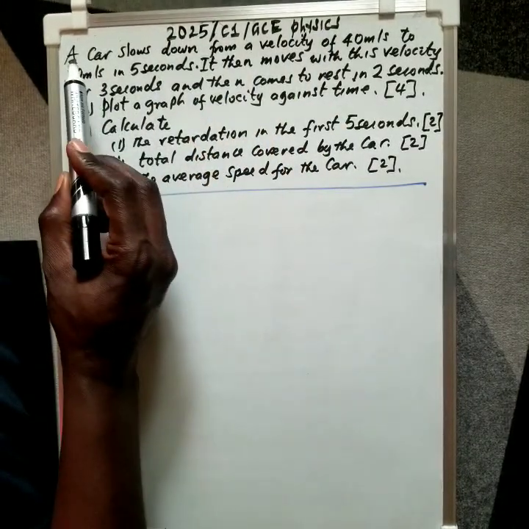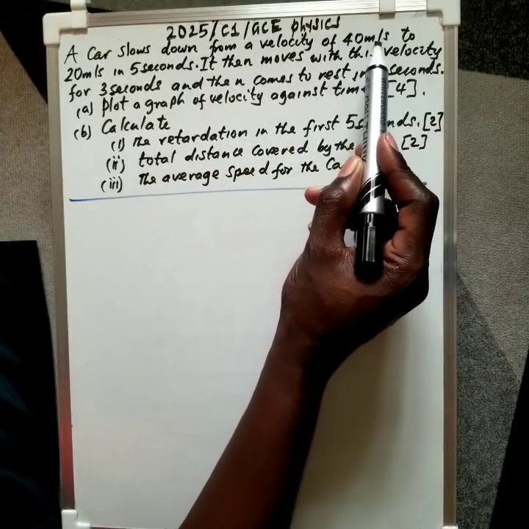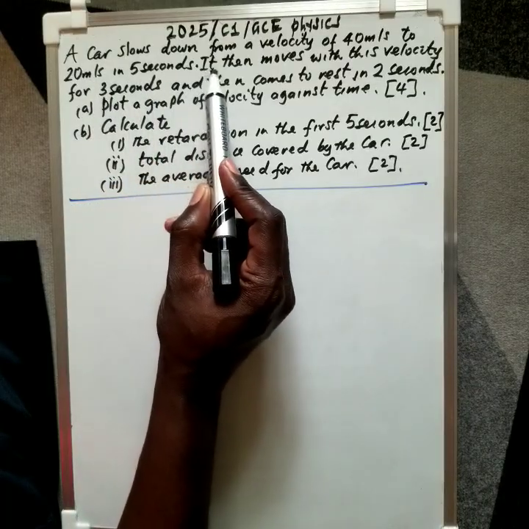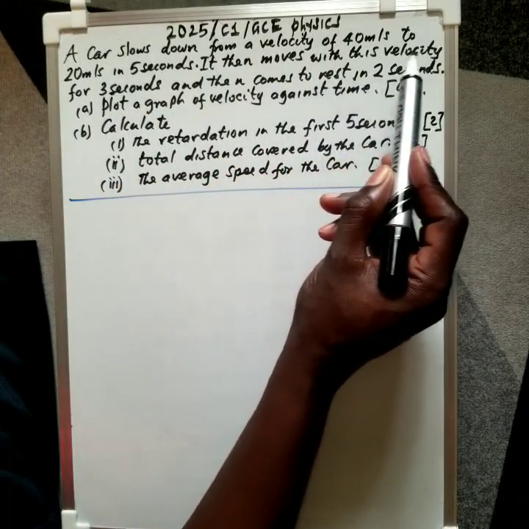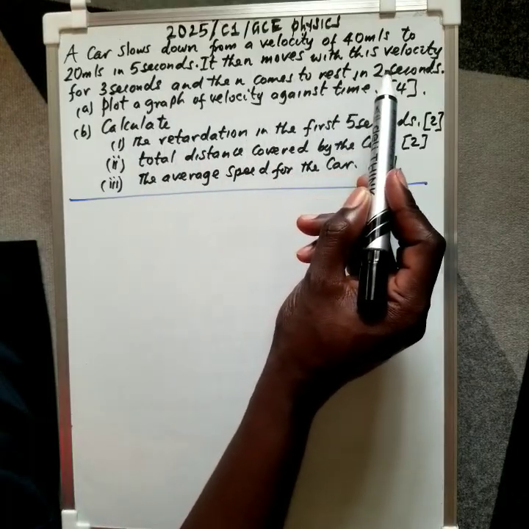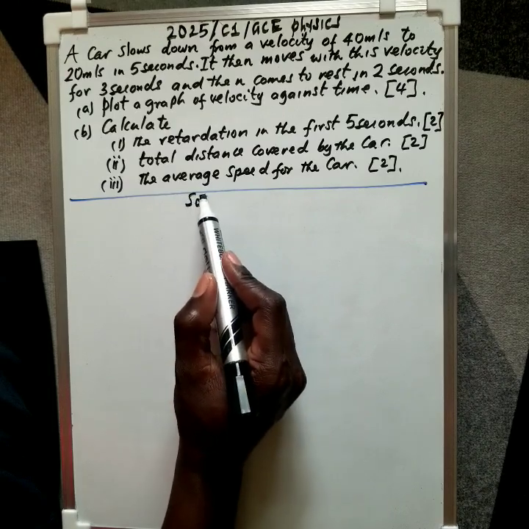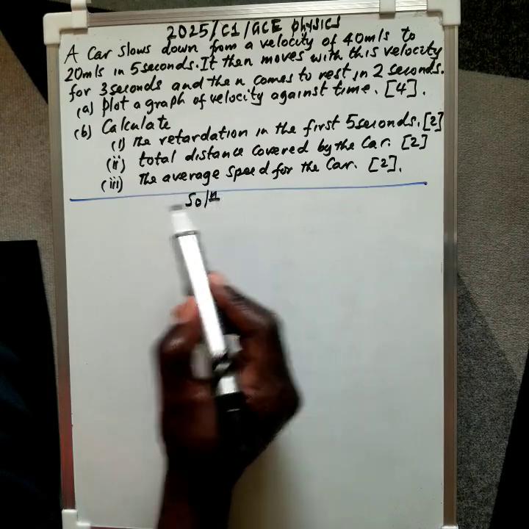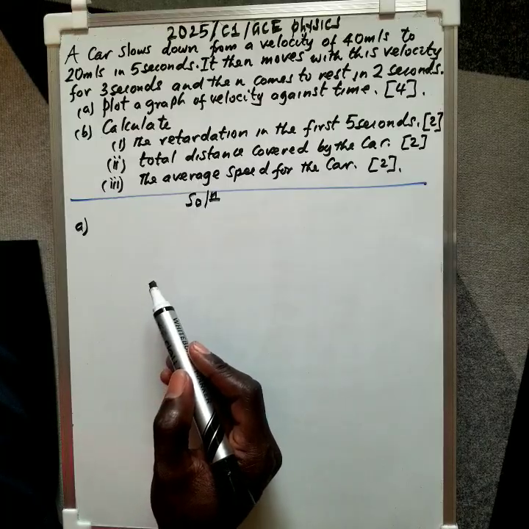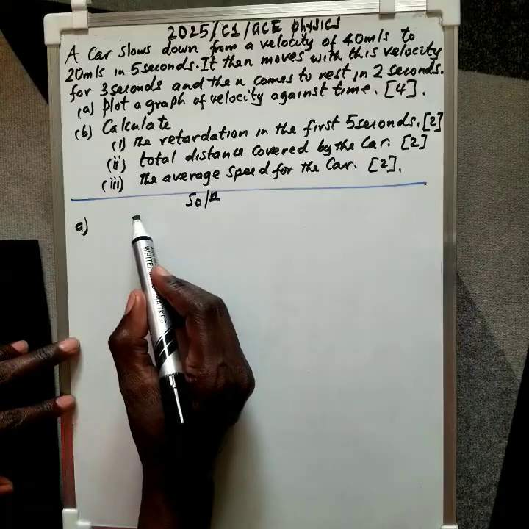Okay, so welcome to another segment of our videos as we look at a question in physics from the 2025 GCE. So it was saying that a car slows down from a velocity of 40 meters per second to 20 meters per second in 5 seconds. It then moves with this velocity for 3 seconds and then comes to rest in 2 seconds. Then A says plot a graph of velocity against time. In fact, they wanted you to put this on a graph paper. So that's what they wanted you to do. But of course, I'm just going to show you how it was supposed to be.